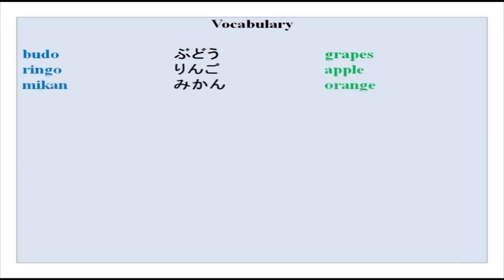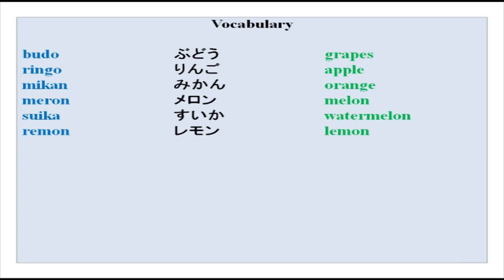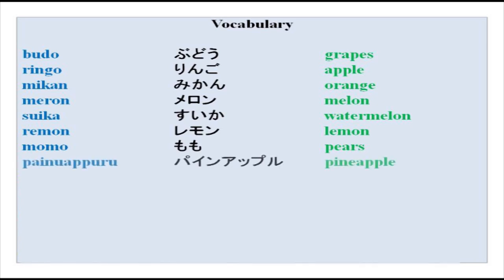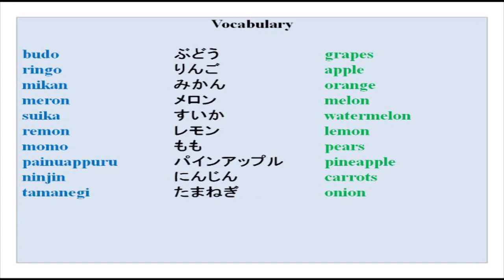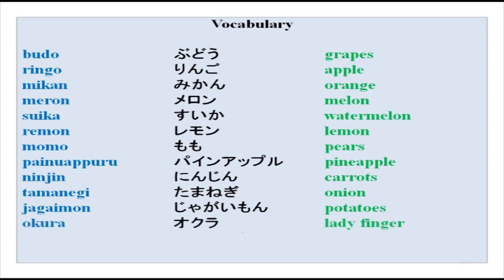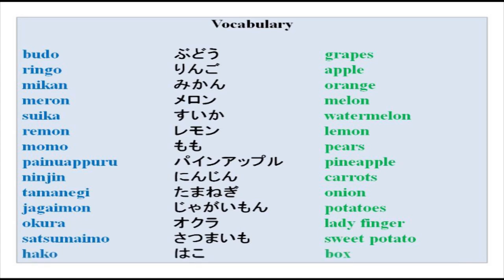Now, simple vocabulary, the vocabulary that we have done in this lesson. I will just read it out, please get the pronunciation. Budo, Ringo, Mikan, Meron, Suika, Remon, Momo, Pineapple, Ninjin, Tamanegi, Jagaimon, Okura, Satsuma Imo, Hako.